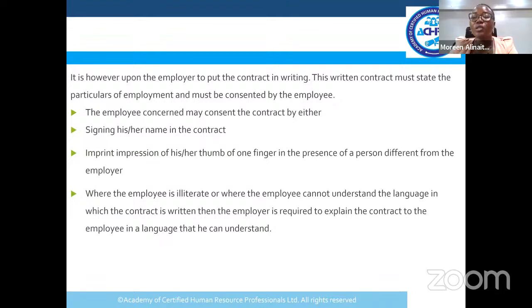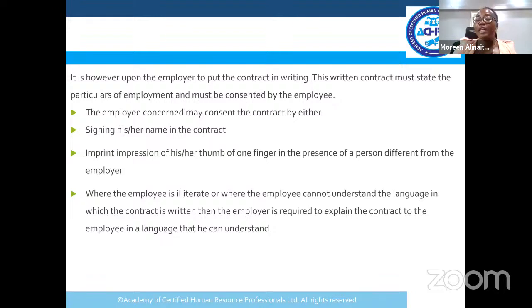So the employee must sign his name or their signature, or they can put a thumbprint. The thumbprint must be put in the presence of a person different from the employer. Where the employee is illiterate or cannot understand the language in which the contract is written, then the employer is required to explain the contract to the employee in a language that he can understand.